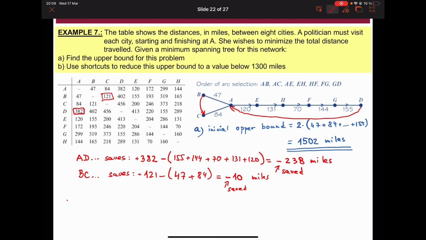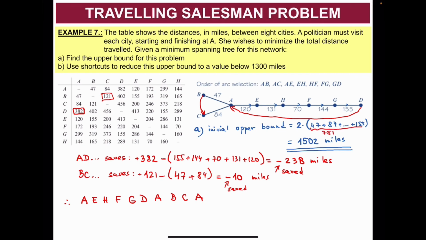we're going to check. The tour would be, I'm starting at A, I'm going to E, H, F, G, D. Then I go back to A, and then B, C, and A. Or obviously you can do A, B, C, A, and then go to D and back. That doesn't matter. So now you have two ways actually how to find out the upper bound. You can either, or the weight of this tour, or the distance, or the time, whatever the unit states.